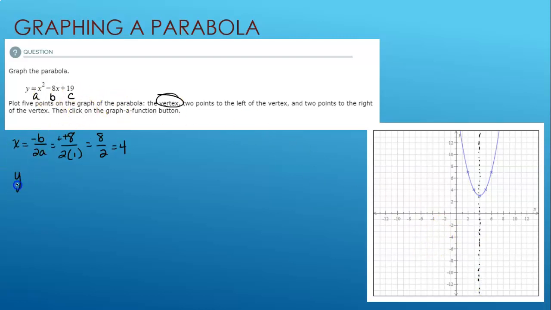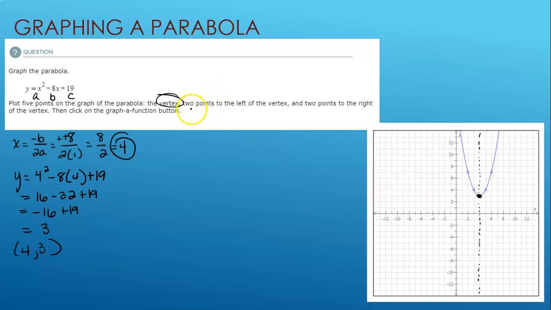To find the vertex, I'm going to substitute into the equation, so it becomes 4 squared minus 8 times 4 plus 19. 4 squared is 16, 8 times 4 is 32, and I need to add 19. 16 minus 32 is negative 16, and negative 16 plus 19 is 3. That tells me that my vertex is at the point (4, 3). This wouldn't already be here when you do your own. I would have to know to put my vertex at x equals 4, y equals 3.